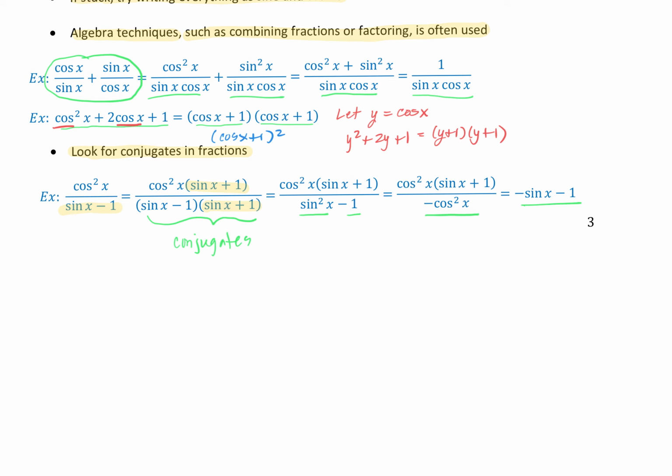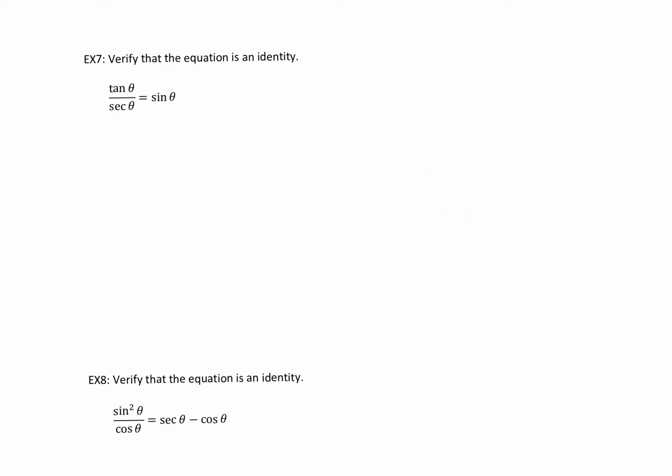Again, these cancel, but I still have this negative here that I have to distribute. So we're going to practice this. And then 10.2, we're going to work some more with more identities.